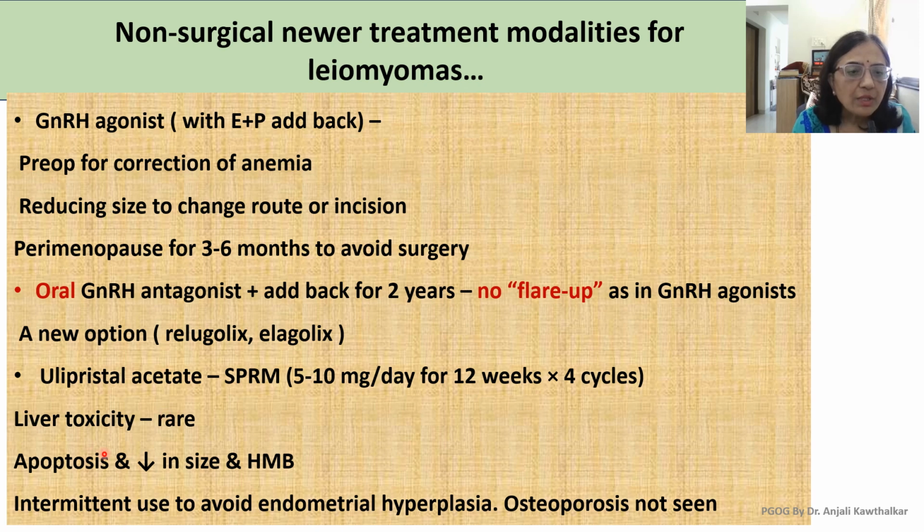Its mechanism of action, it leads to apoptosis and reduction in the size of fibroid as well as reduction in heavy menstrual bleeding. Intermittent use is advocated to avoid endometrial hyperplasia. Osteoporosis is not seen. That is its advantage when we compare it with GnRH agonist or antagonist therapy.